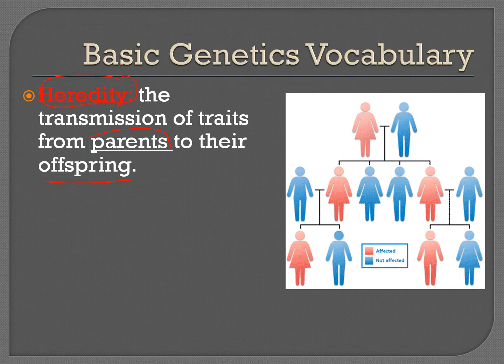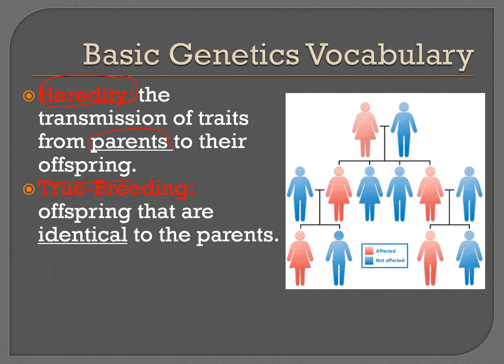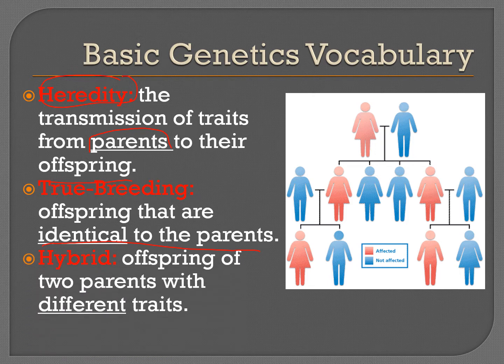True breeding is offspring that is identical to the parents. Obviously, we're not true breeds because we don't look identical to our parents. We don't have identical stuff to our parents. Hybrid is what we are, offspring of parents with different traits, because obviously we have a mama and a daddy, and they're not the same.